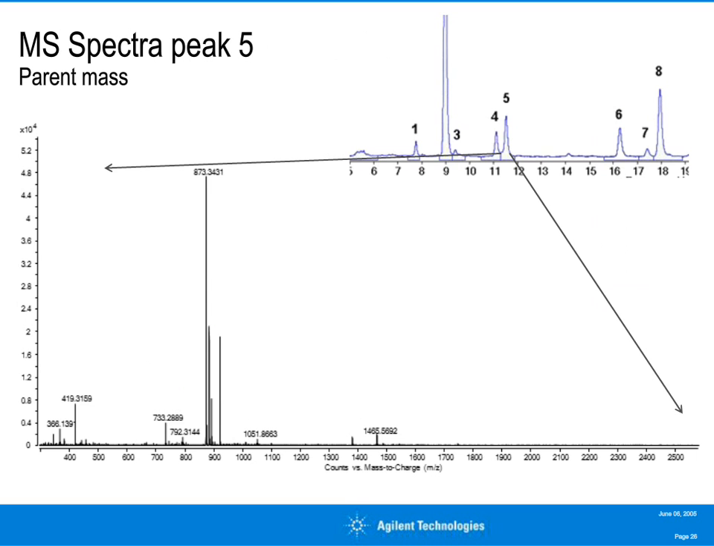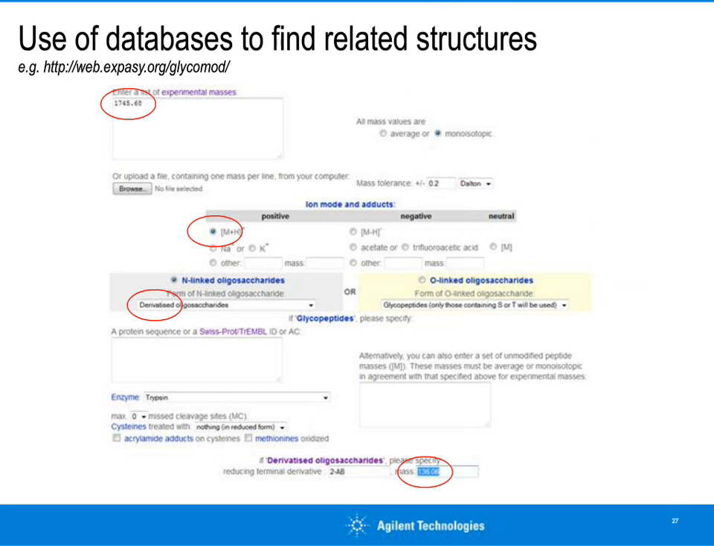A free online database was used to find related glycan structures of the detected parent mass. The found mass was entered into the GlycoMod tool from ExPASy. In this tool, the experimental masses are entered in combination with important further parameters needed for identification. Further parameters are the found ion mode and the form of the glycans, how they are present in the sample.